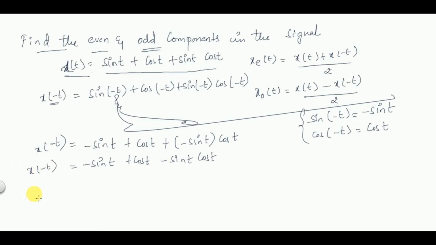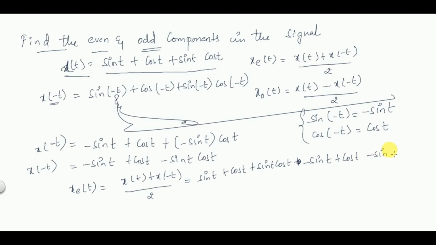So this is x of minus t, and if you want to find the even component, x e of t, it will be x of t plus x of minus t divided by 2. So x of t is sine t plus cos t plus sine t cos t, plus x of minus t is this, minus sine t plus cos t minus sine t cos t, divided by 2. Minus sine t plus sine t gets cancelled off, sine t cos t minus sine t cos t gets cancelled off, so remaining is 2 cos t, and 2 cos t by 2 is going to be cos t only.